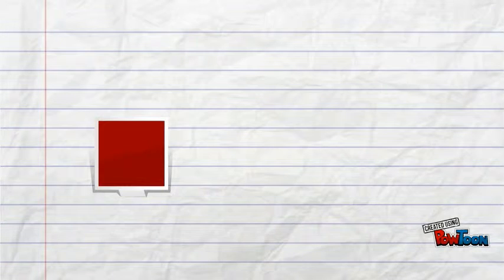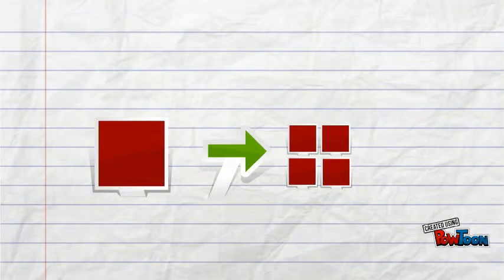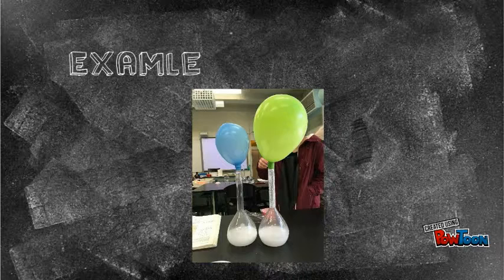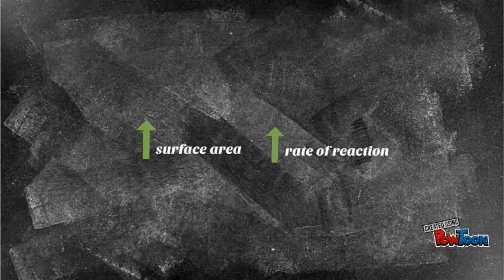If I have a big block of substance, the collisions are limited to the surface area. And if now I take this block and cut it into four, the number of particles remains the same, but the surface area that is exposed for collisions to occur has increased. And you can see that this effect will be significantly magnified if I keep on cutting into small pieces. For example, into two flasks, hydrochloric acid was reacting with marble chips and powdered marble respectively to produce carbon dioxide. And the speed of carbon dioxide gas produced in the flask containing powdered marble is significantly faster than the other one. From this, we know that the surface area is directly proportional to the rate of reaction.